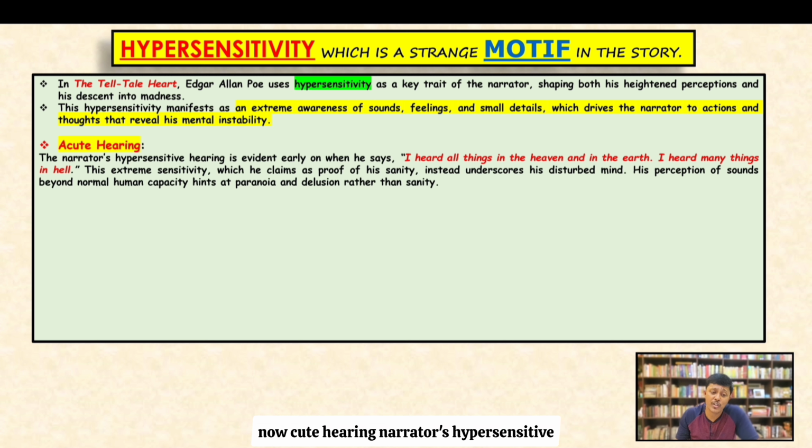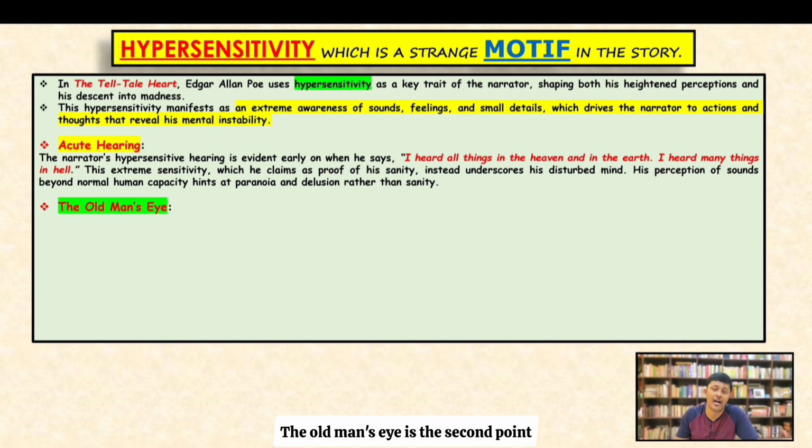Now, acute hearing. The narrator's hypersensitive hearing is evident early on when he says, "I heard all things in the heaven and in the earth. I heard many things in hell," right at the beginning of the story, where he is describing himself. So it is about his acute sense of hearing. This extreme sensitivity, which he claims as proof of his sanity, instead underscores his disturbed mind. His perception of sounds beyond normal human capacity hints at paranoia and delusion rather than sanity.